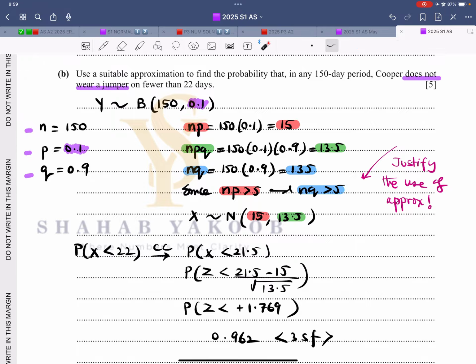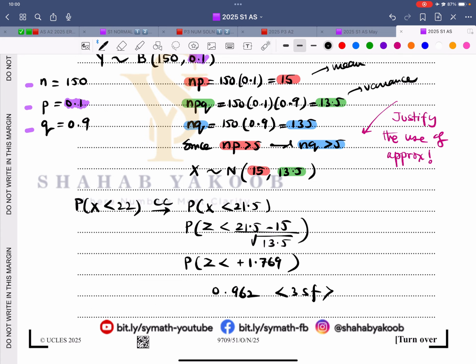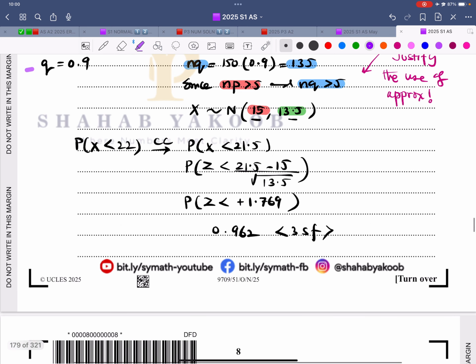So now over here, let me just change the color. np = 15, nq = 135, np greater than 5, nq greater than 5. So now npq is the variance. np, we know, is the mean. npq, that is the variance. If this condition is fulfilled, it goes down over here. That is np, npq. Don't forget continuity correction.